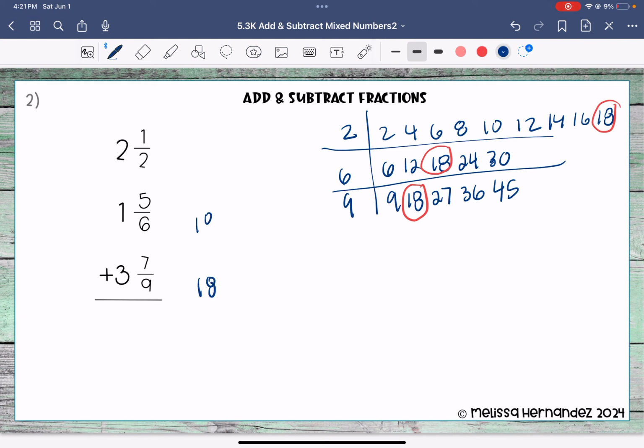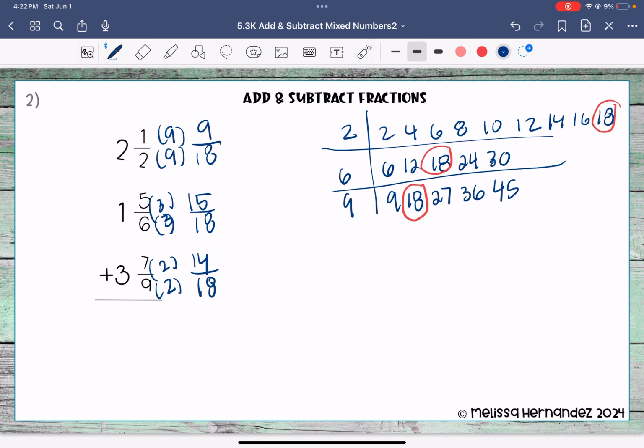So I like to put my new denominator next to my old denominator. So how did 2 become 18? By multiplying it by 9. So we'll also multiply the numerator by 9. Now for 6, 6 became 18 by multiplying it by 3. And finally, 9 becomes 18 by multiplying by 2. So we're going to double our numerator 2.